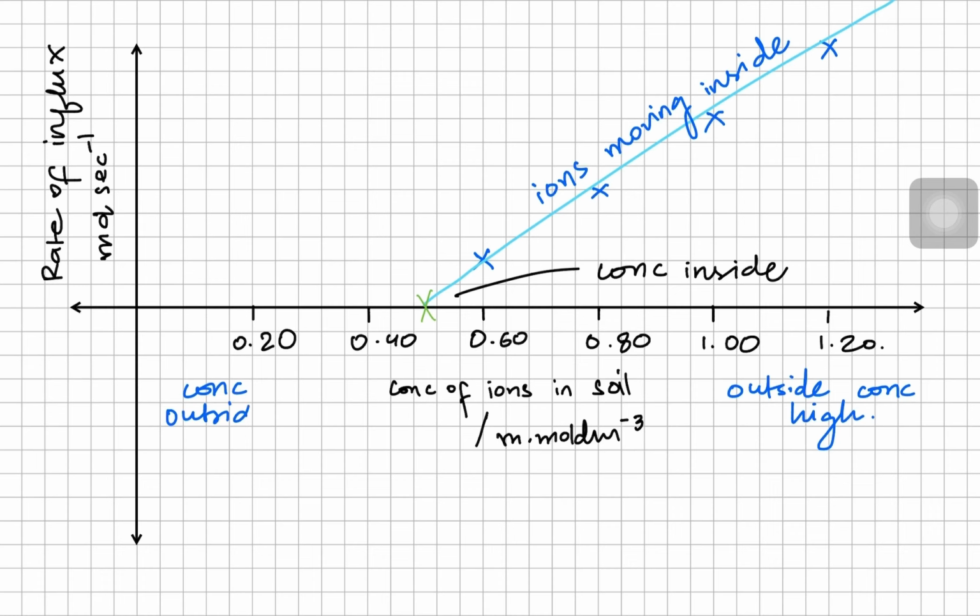So when the concentration outside is low, diffusion can't happen. When the concentration outside is high, diffusion will happen. And when the concentration outside and inside is the same, it is an equilibrium, which means movement inside is cancelled by the movement outside. We will talk more about this in the upcoming videos.